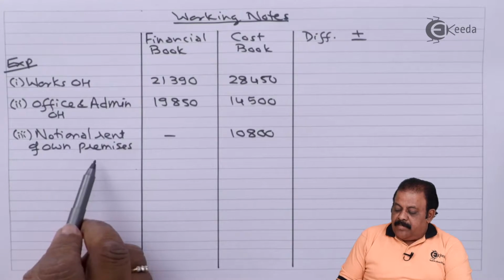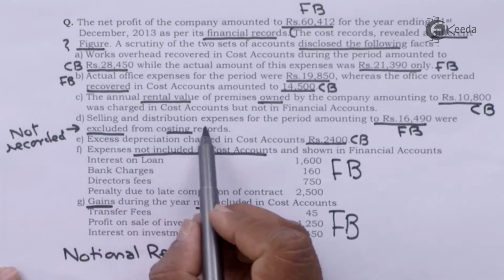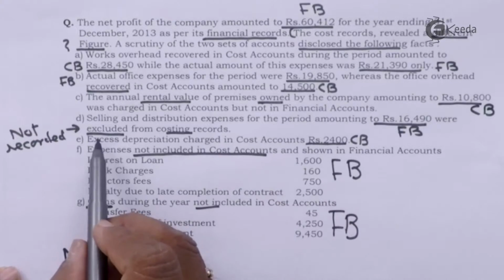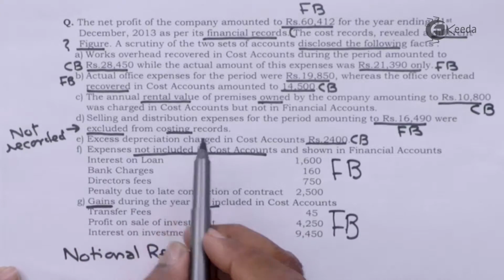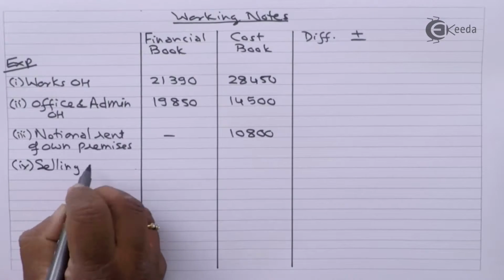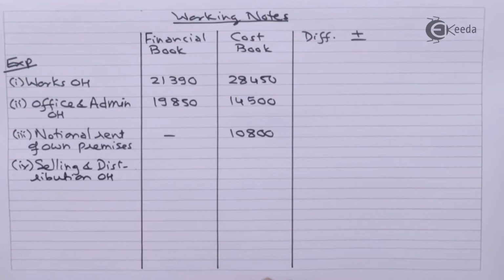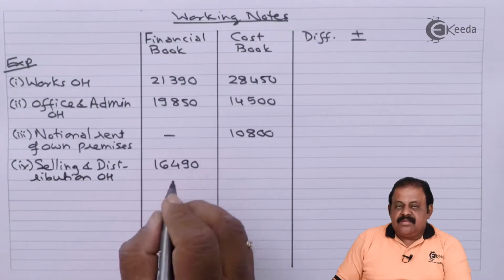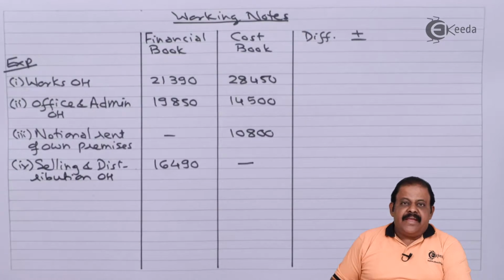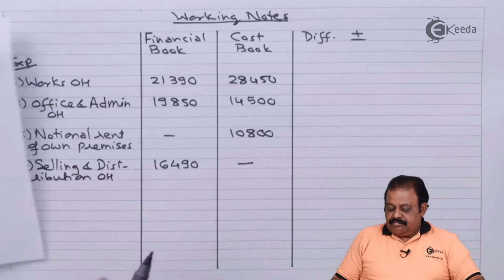Notional rent of own premises will not be there in financial book, it will be there in cost book. Selling and distribution expenses for the period amounting to 16,490 were excluded from costing records. $16,490 recorded in financial column. In cost book it is excluded. Excess depreciation charge in cost book 2,400.